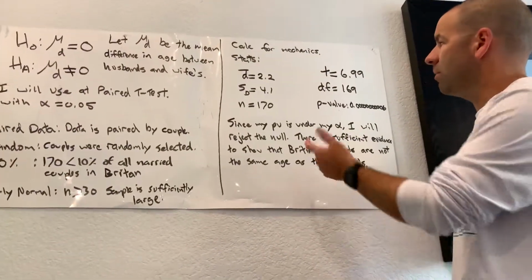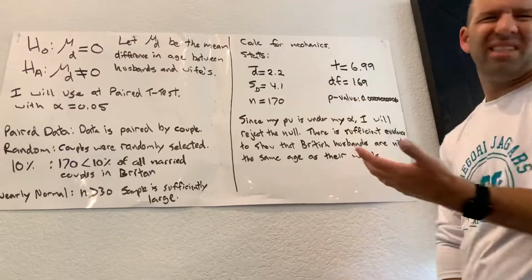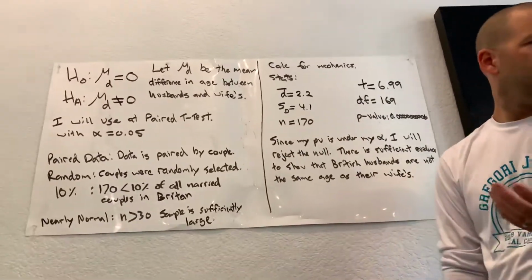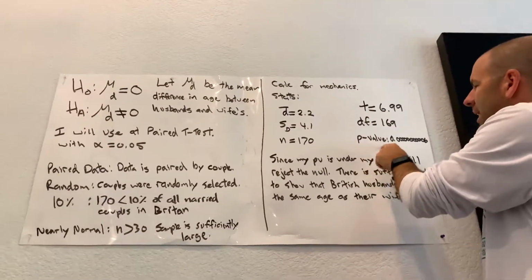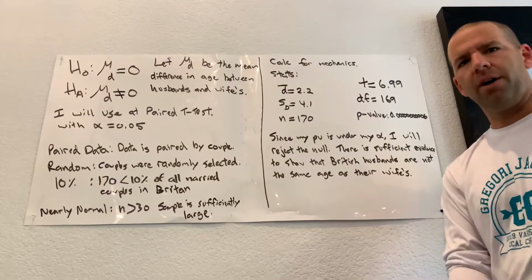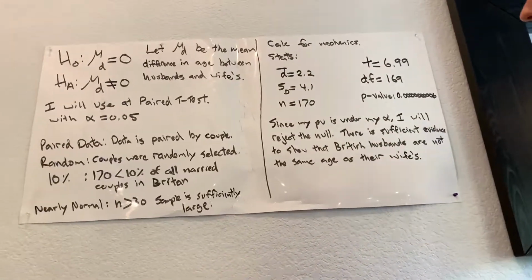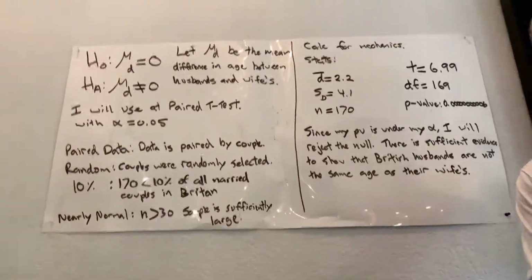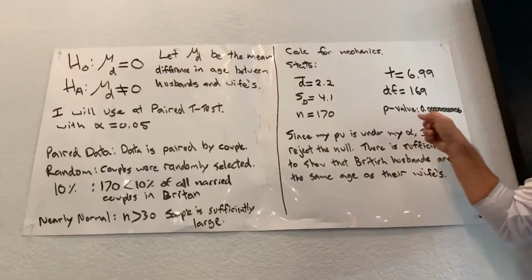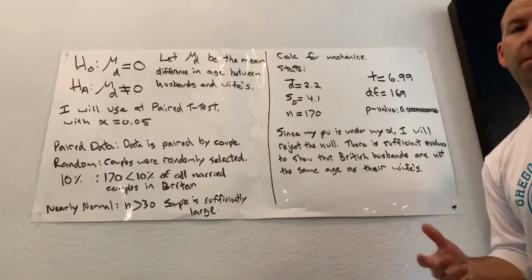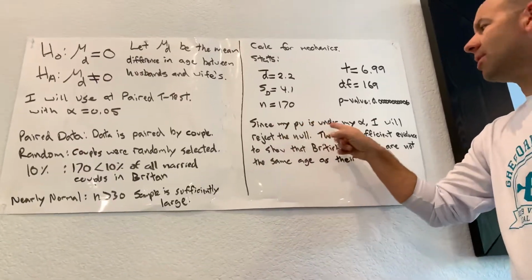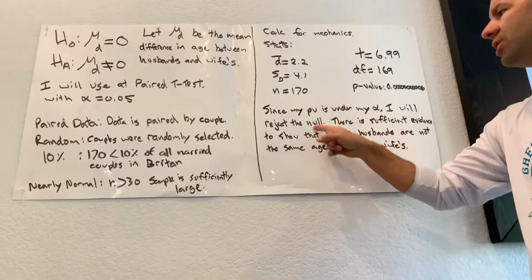And when we do that, we have our degrees of freedom, which was easy. It was n minus 1. So 169. T-score is very important, and it was a gosh darn small p-value. It was like 5.9 times 10 to the power of negative 11. So I got a bunch of zeros in that. It's small. What am I going to do? I'm going to reject, right? Since my p-value is under my alpha, I will reject the null.